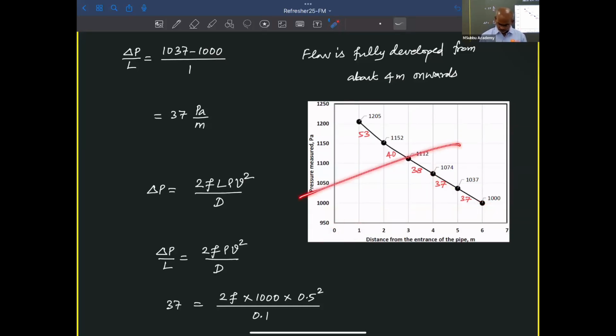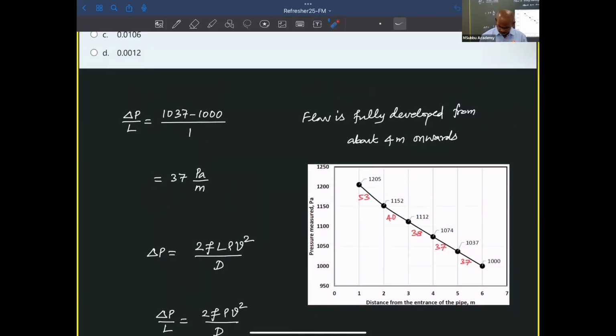That is a requirement for a developed flow. For a developed flow, this pressure drop per unit length is a constant. Of course, we are using this equation based on the case of fully developed flow. Until this point, the flow is still developing. From then on, the pressure drop data is constant, so we have to use the data at the developed conditions.